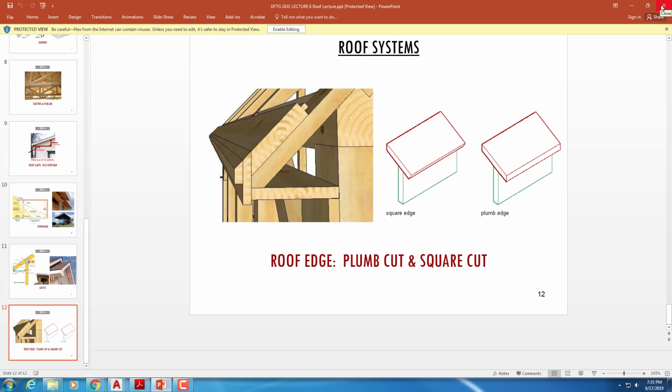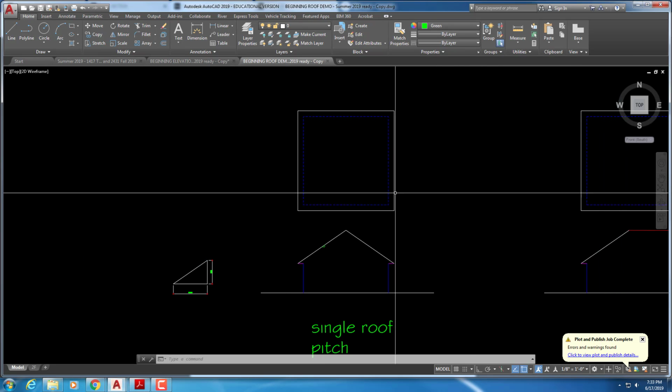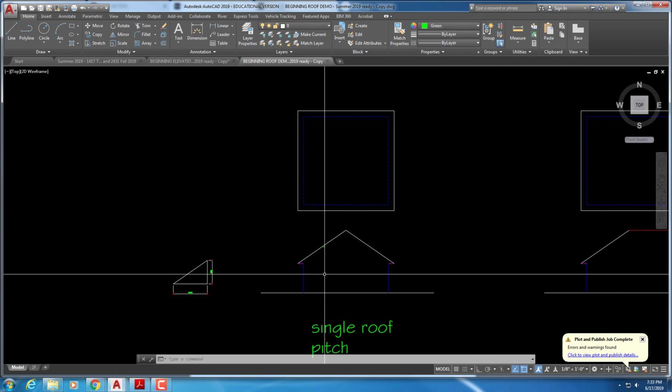In plan, when you're doing the roof, you're looking at a two-dimensional view of a three-dimensional object. So you have to learn to read which lines are doing what, and it takes a while to learn how to do that. But essentially, we're just going to go through some simple roofs here.